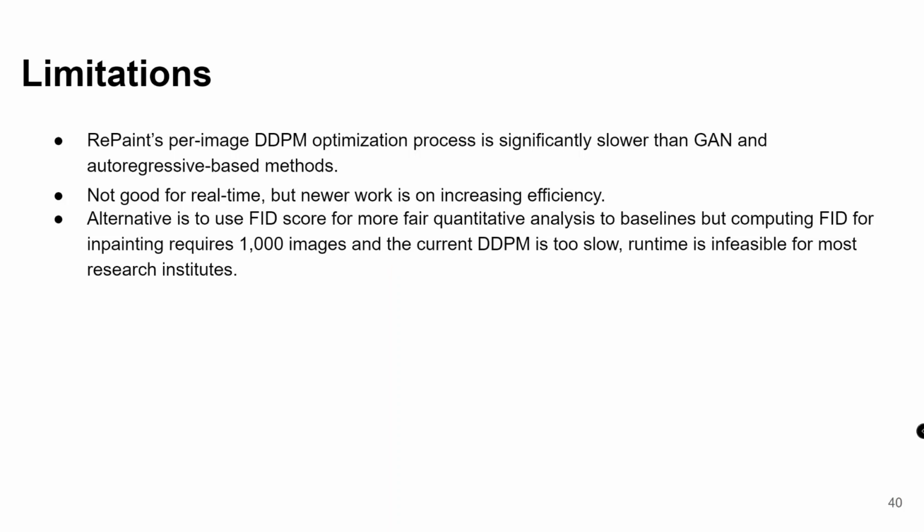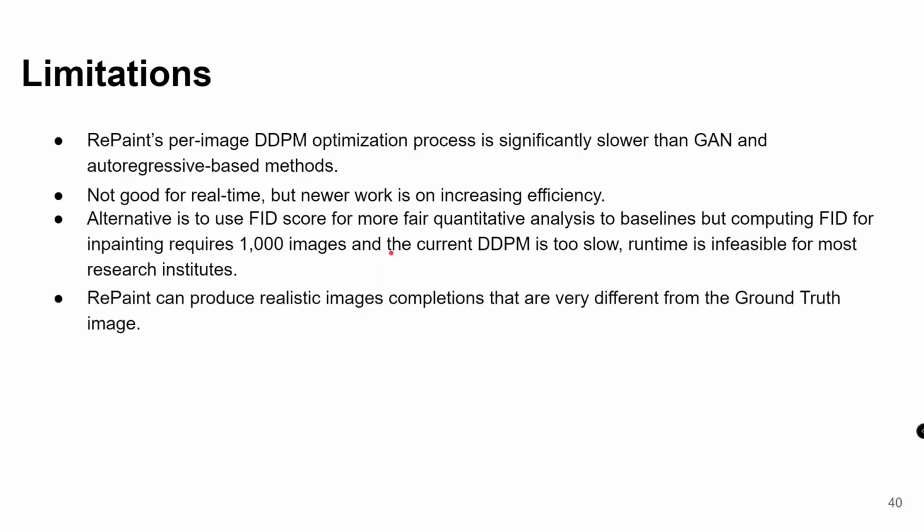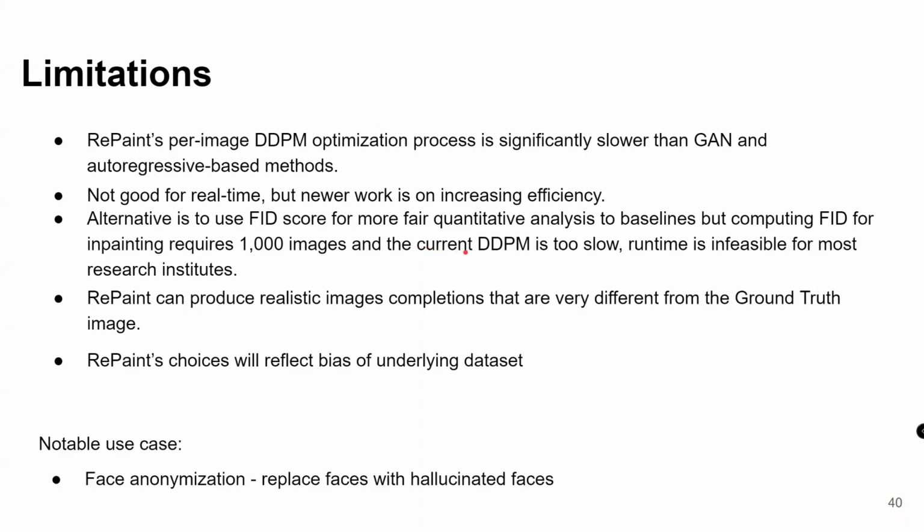Another downside is that we don't have the FID computation. This is because our model is so slow. Computing the FID would take forever. RePaint can also sometimes produce a realistic image completely different from the ground truth. This is probably because the model didn't have good training images in the dataset, and the sample is outside of the distribution of the training dataset. A notable use is face anonymization, for when you don't want to show your true face but still want a face representing you in some scenario.